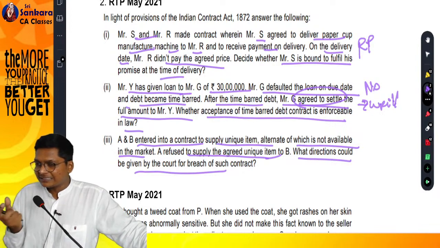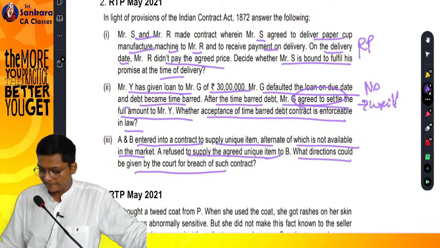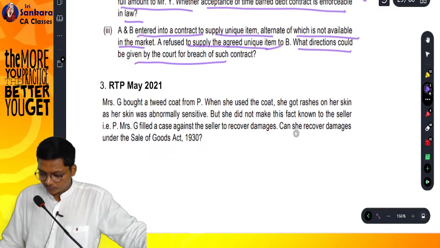Suit for specific performance. Damages, if any: if you incurred any loss because of this, you will claim. Okay. Able to follow, guys?